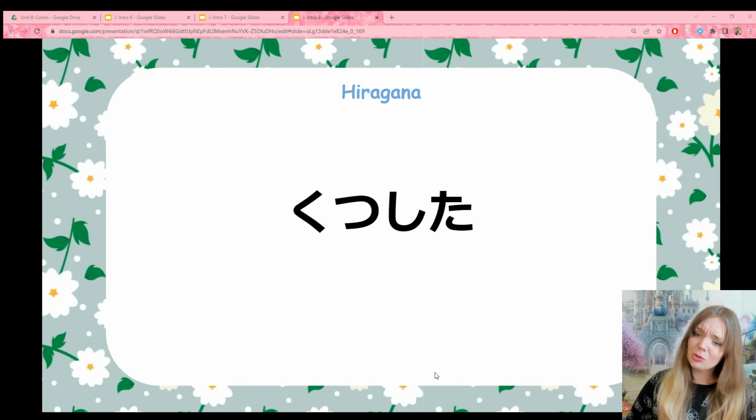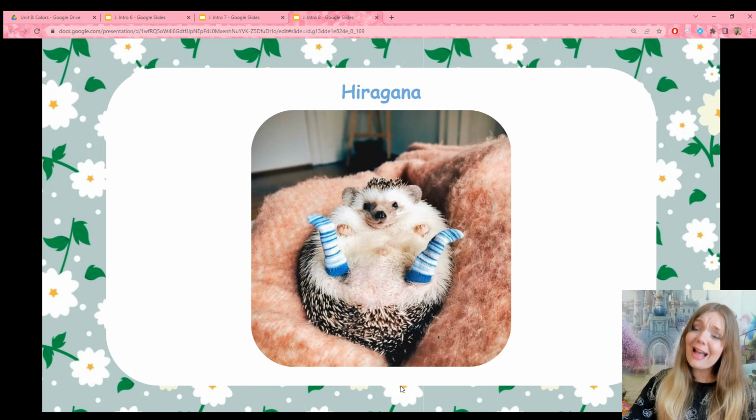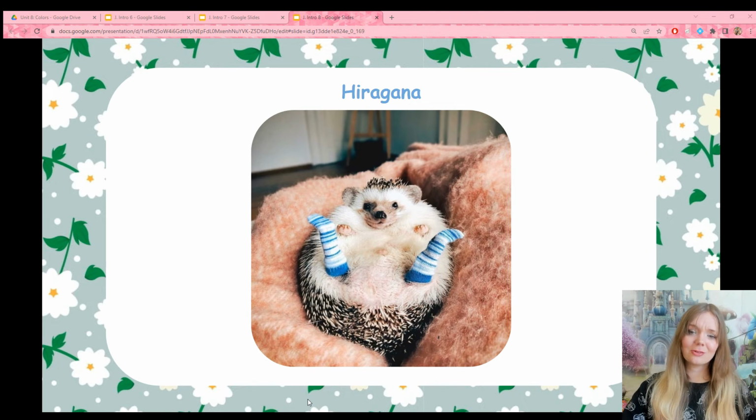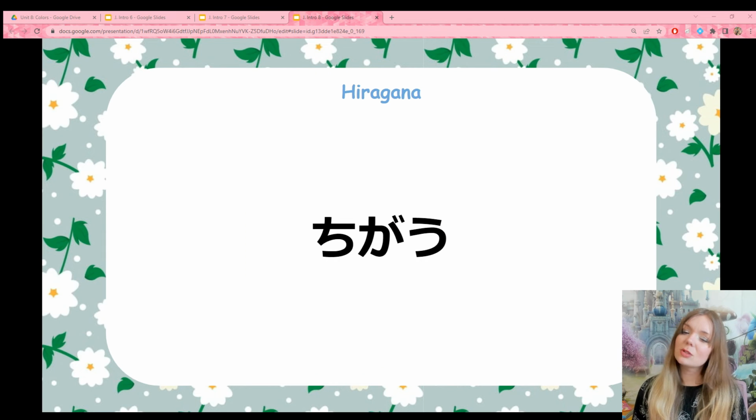What do you keep below your shoe? You know what I keep? My socks. Kutsushita means socks. So now you know. This little hedgehog is wearing socks. Kutsushita.